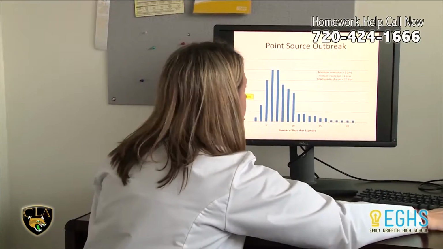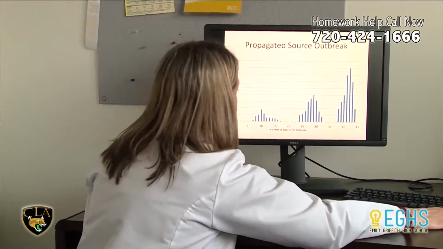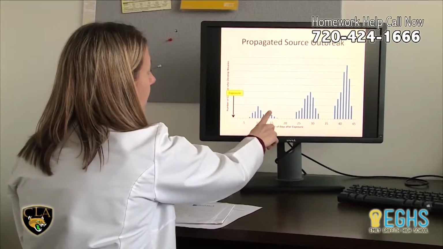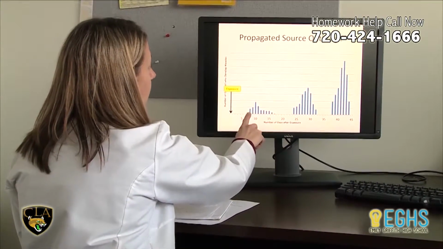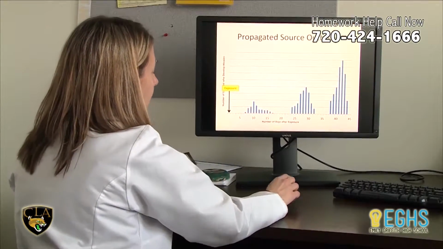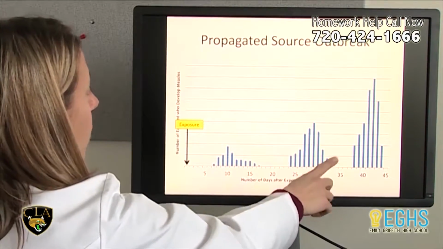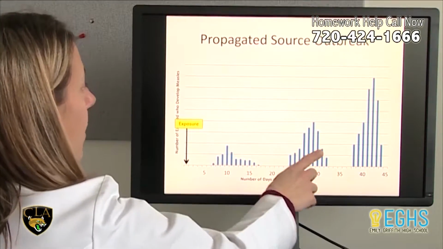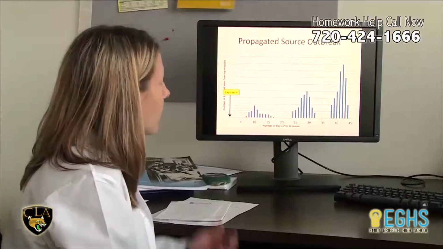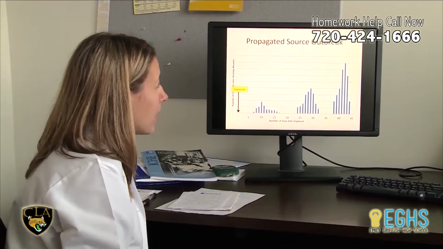0 here. In contrast to this, this is what we would call a propagated source outbreak, where there's an exposure that happens on day 0, and then a number of people become ill with this illness over the next 17 or 18 days. What happens then is that these exposed people expose other people, and even more infections occur, and then some of these people expose others, and even a larger curve occurs over here. And this one would be most characteristic of something like measles in an unvaccinated population.